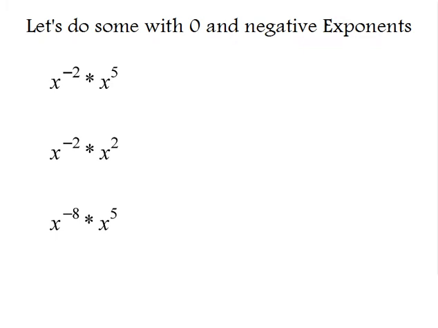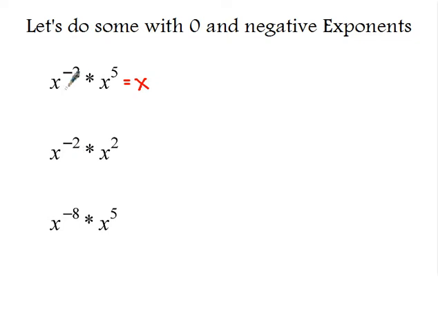Let's do some more difficult ones. These sometimes get difficult for students when we introduce zero or negative exponents. Let's look at this first problem here. X to the negative 2nd power times x to the 5th power. This is just a multiplying powers problem. I can use the same rule that I did with multiplying powers, and that rule is add the exponents.